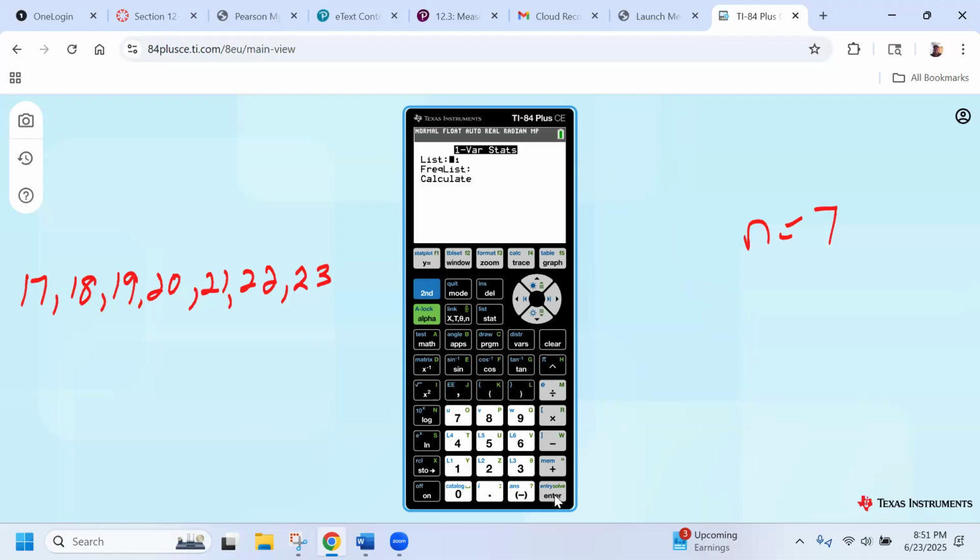If you have a different list, then you need to change it by using the second button. So if I wanted to change this to L2, I would press second, and then L2 is the number 2, and it would change that to L2. I like it as L1. Okay. So I'm just going to go down. I'm doing it in list 1. I'm coming down here to calculate, where it's blinking on calculate, and I'm going to press enter.